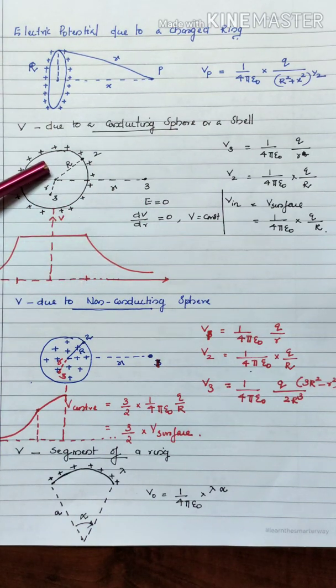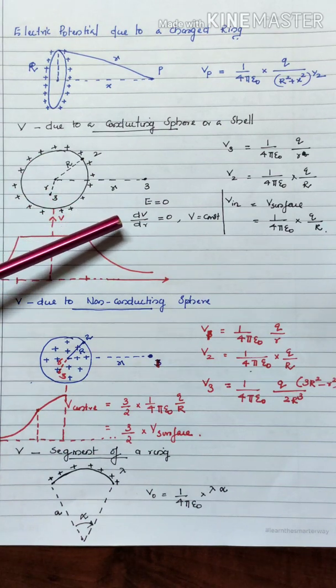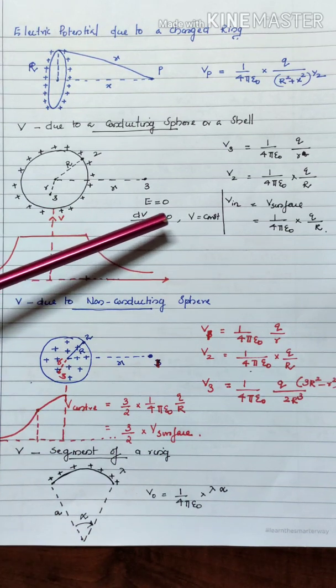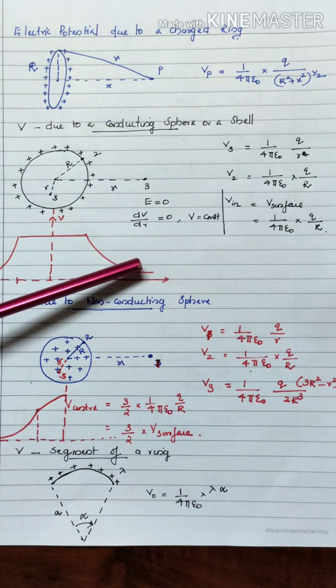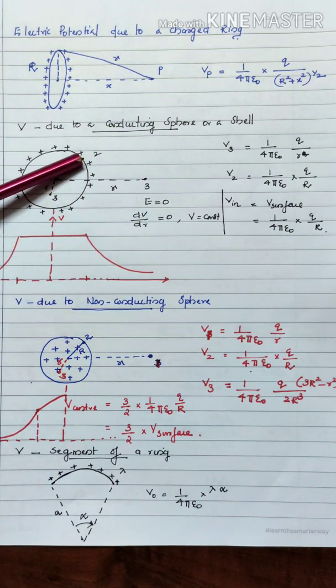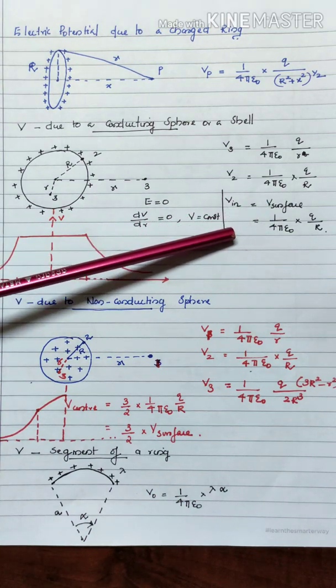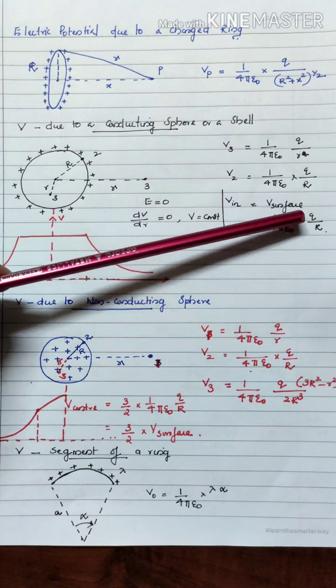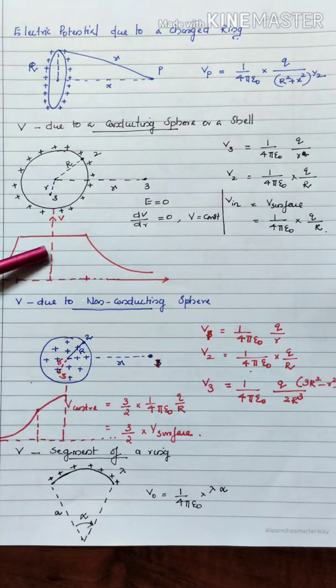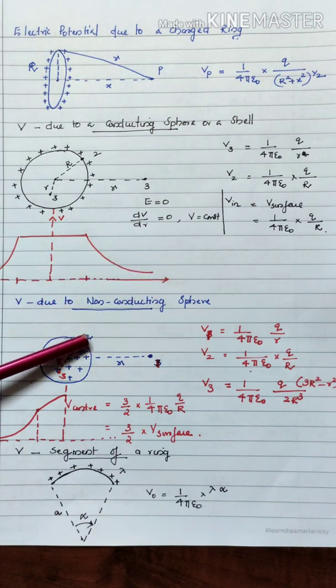That means, again, the electric field is the negative gradient of potential. Therefore, dV by dr is equal to 0. That means V is equal to a constant. So it takes the same value as on its surface. So at any point inside, we take the value as V surface is equal to 1 by 4 pi epsilon 0 Q divided by R. Look at the graph variation. From r equal to 0 to capital R, it has the constant, maximum value, the same value as on its surface, and then it is inversely proportional to r.